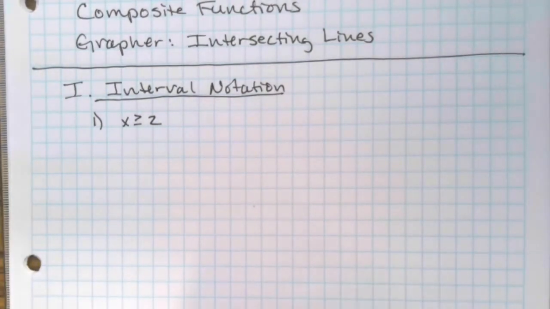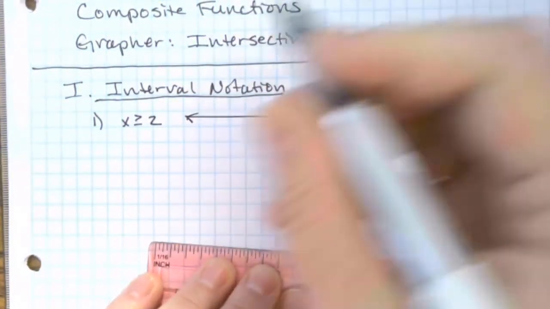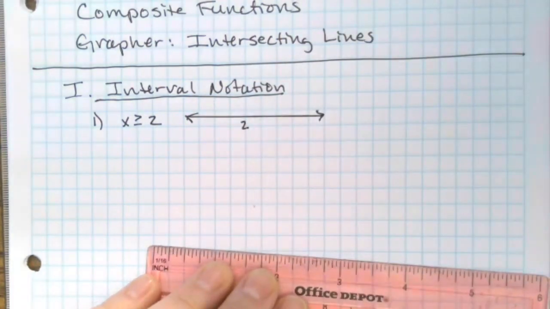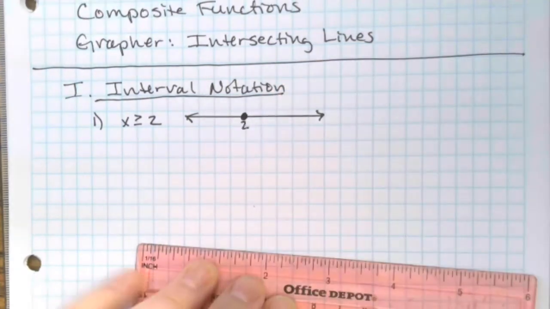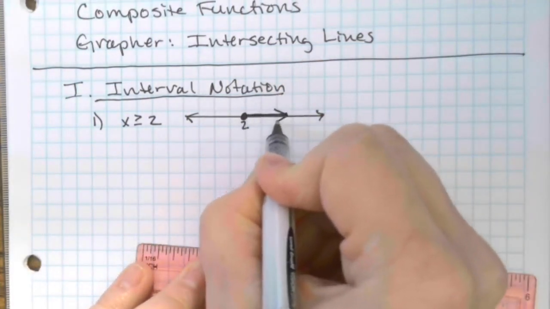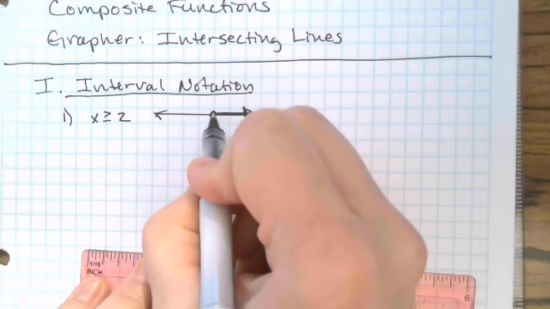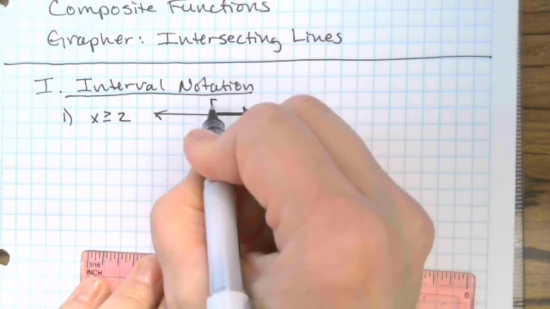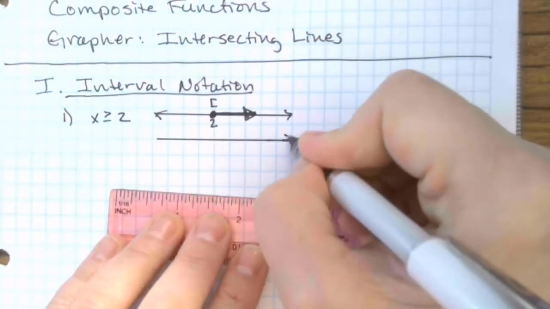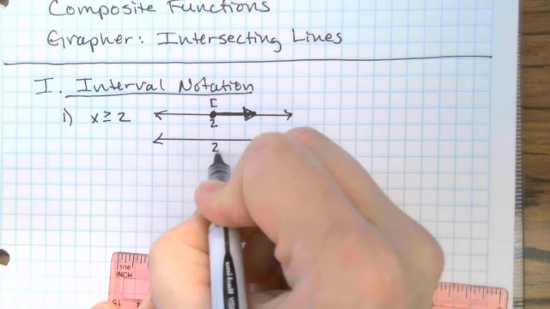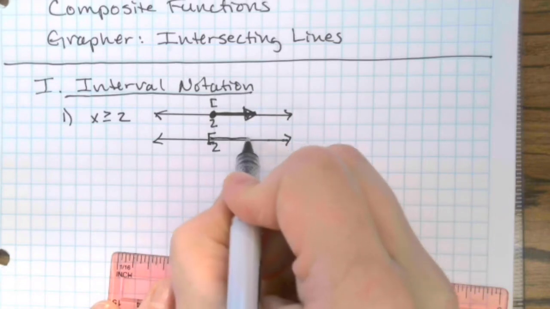To draw this out, sometimes the drawing helps figure out how you're going to write it. You have 2 as a critical point, and x is equal to 2 or greater than 2, so you'd have an arrow going to the right. In interval notation, when you have an included point like that, it gets a bracket. And if you're asked to draw in interval notation, the 2 would actually get a bracket on the graph instead of a dot. The arrow would be the same.